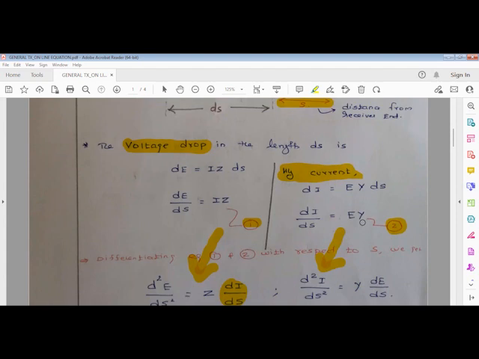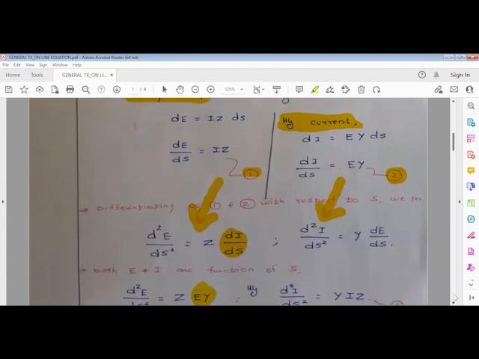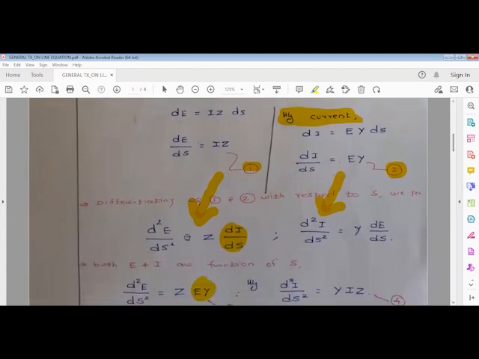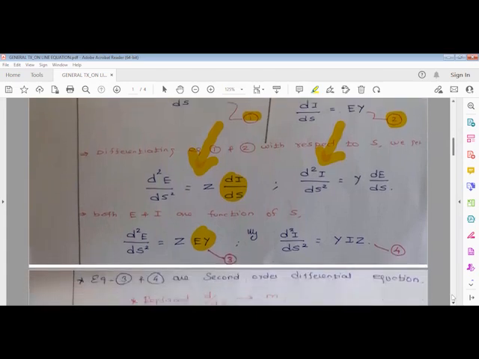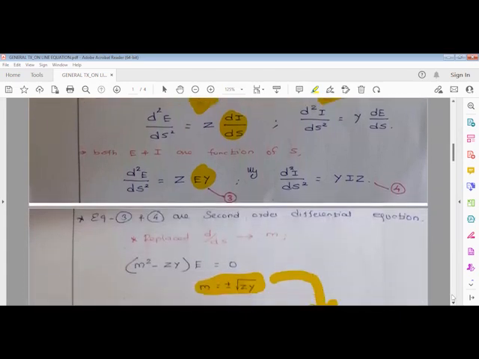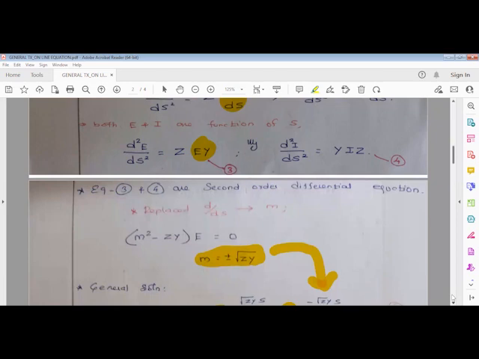Now, equations 1 and 2 are differentiated again with respect to s. Now we can obtain the equation d squared E by ds squared equal to Z into di by ds. Likewise for the current. Now both E and I are functions of s, so we can substitute the di by ds value from equation 2. So now we obtain equations 3 and 4. Equations 3 and 4 are second order differential equations.